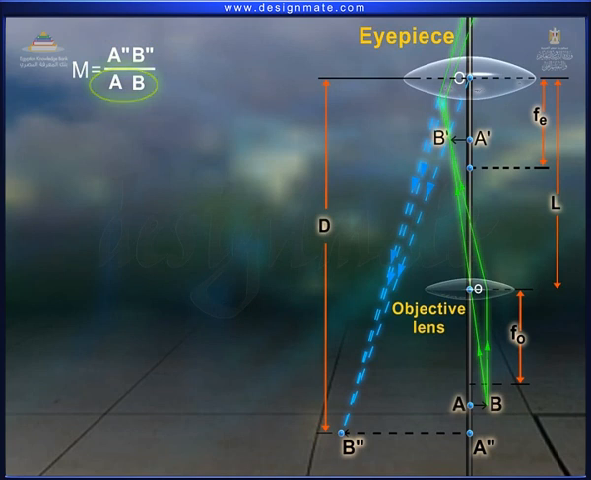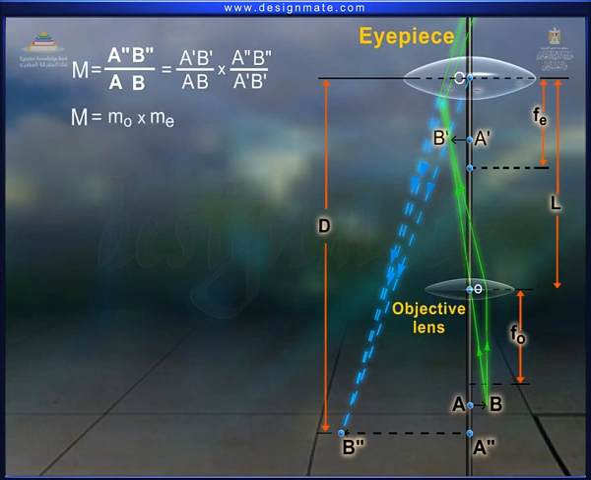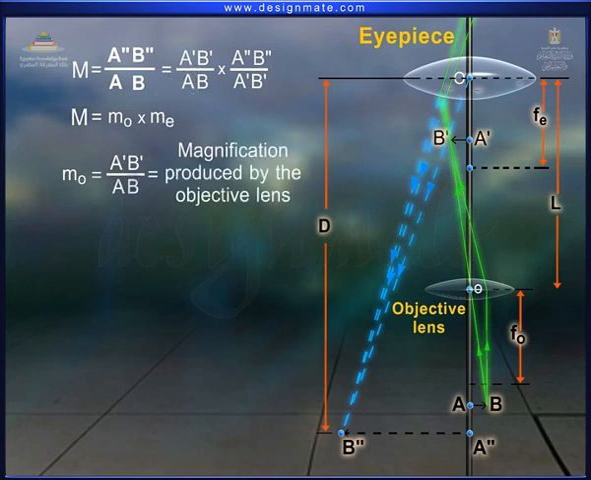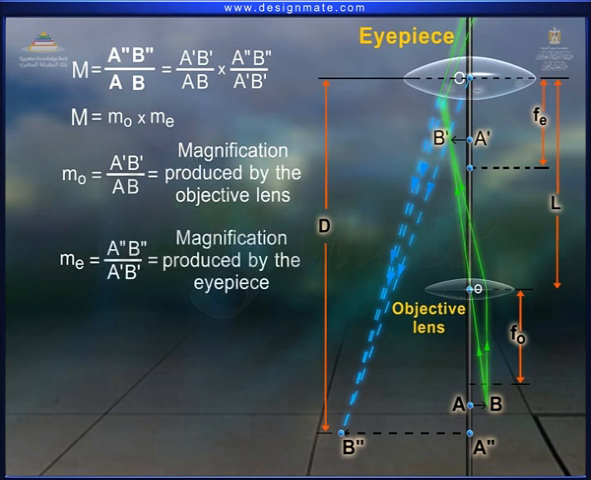This ratio can also be represented as m equals A dash B dash over AB times A double dash B double dash over A dash B dash. That is, m equals mo times me, where mo equals A dash B dash over AB equals the magnification produced by the objective, and me equals A double dash B double dash over A dash B dash equals the magnification produced by the eyepiece.